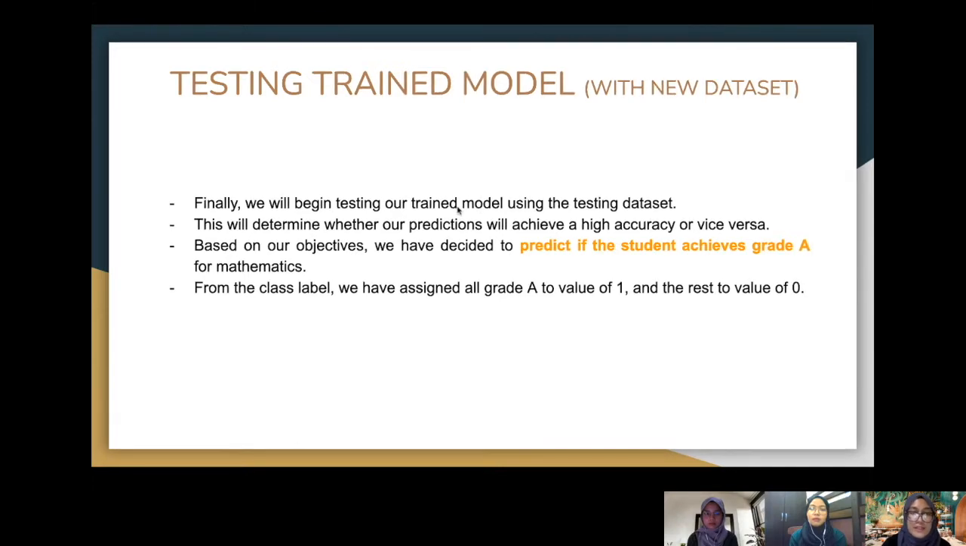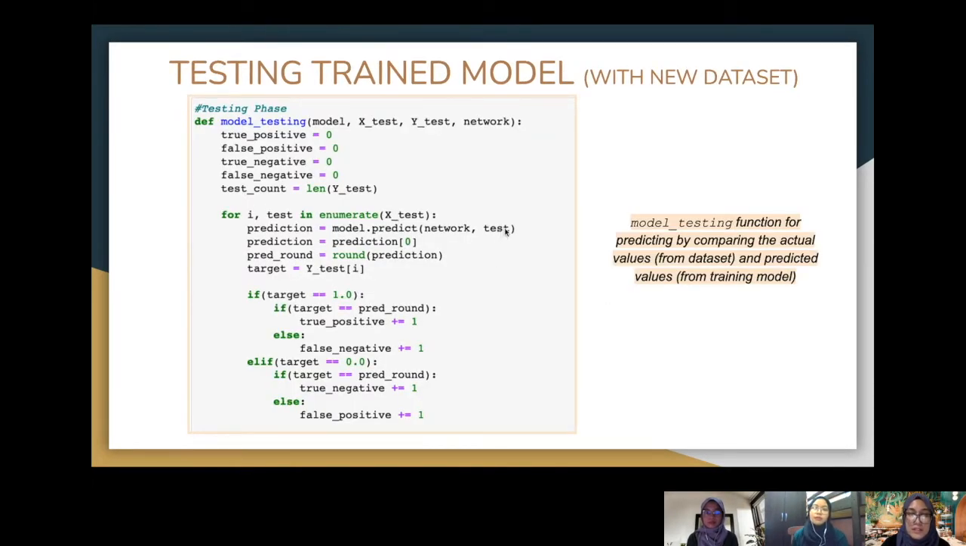Finally, we will begin testing our train model using our testing data set. This will determine whether our predictions will achieve a high accuracy or vice versa. Based on our objectives, we have decided to predict if the student achieves grade A for mathematics. From the class label, we have assigned all grade A to a value of 1 and the rest to a value of 0. So this is the coding section for our testing phase.